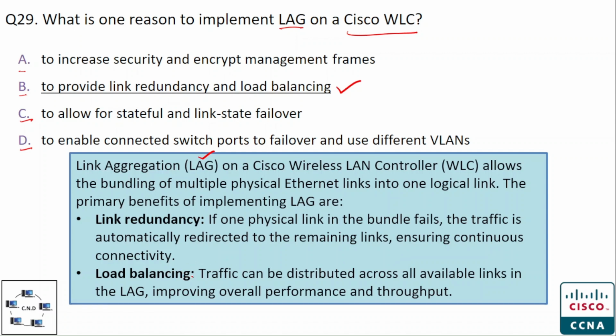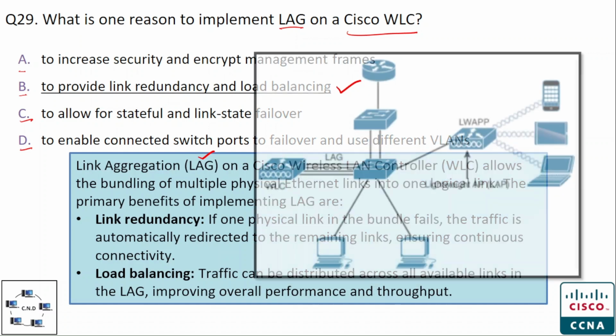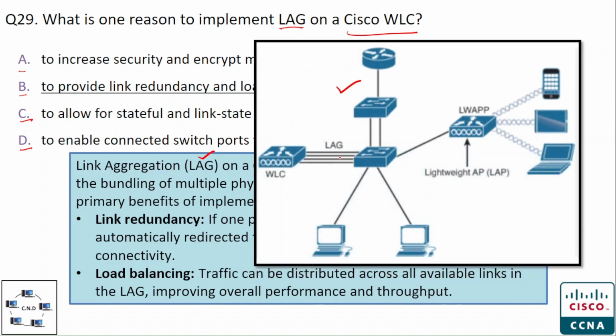The second benefit is load balancing. Traffic can be distributed across all available links in the LAG, improving overall performance and throughput. And this is how it looks. This is the WLC, or wireless LAN controller, and this is the switch. We have multiple physical links that are bundled together through LAG to form one logical link, and this helps in redundancy.